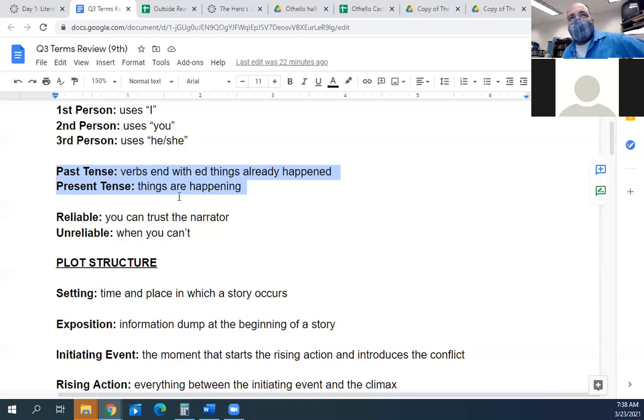A lot of times it has an S. So present tense is Katniss Everdeen, past tense is the other three. Reliable versus unreliable. I think all of our narrators in the books that you're reading are reliable narrators. They're telling you the truth. They're not trying to trick you.